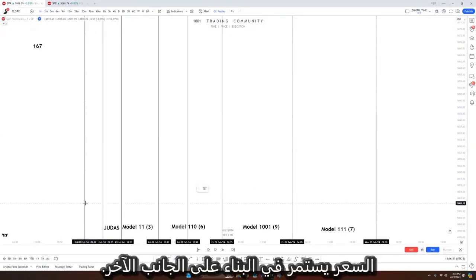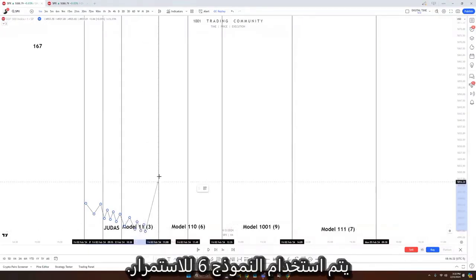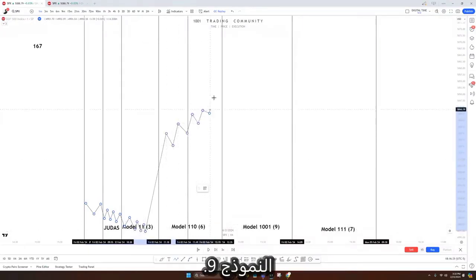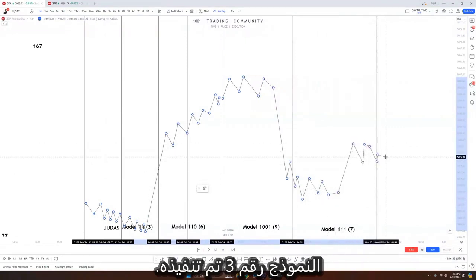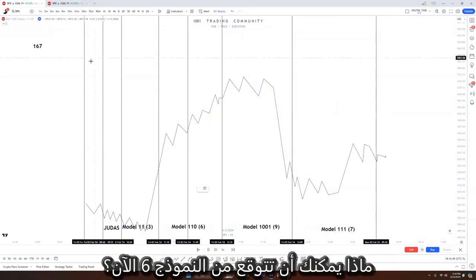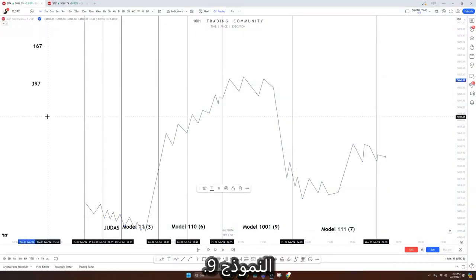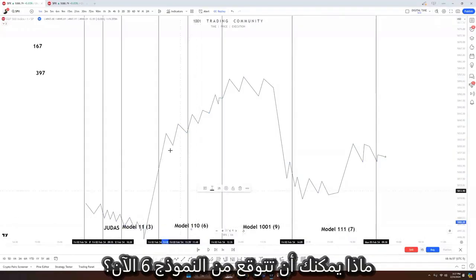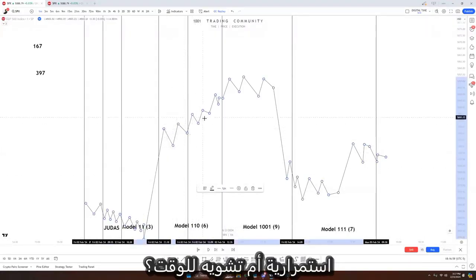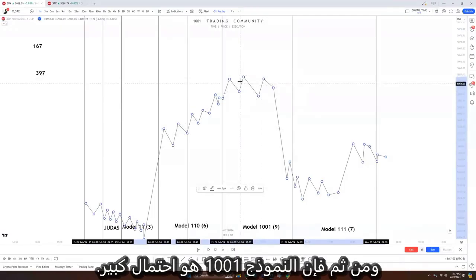Next example. Price keeps building buy side. Model 11 takes it out. Model 6 is used for continuation. Model 9, distribution. Model 7, slight retracement. What is this? 397. Model 3 took place. What can you expect for Model 6 now? Continuation or time distortion. Then Model 1001 is high probability.